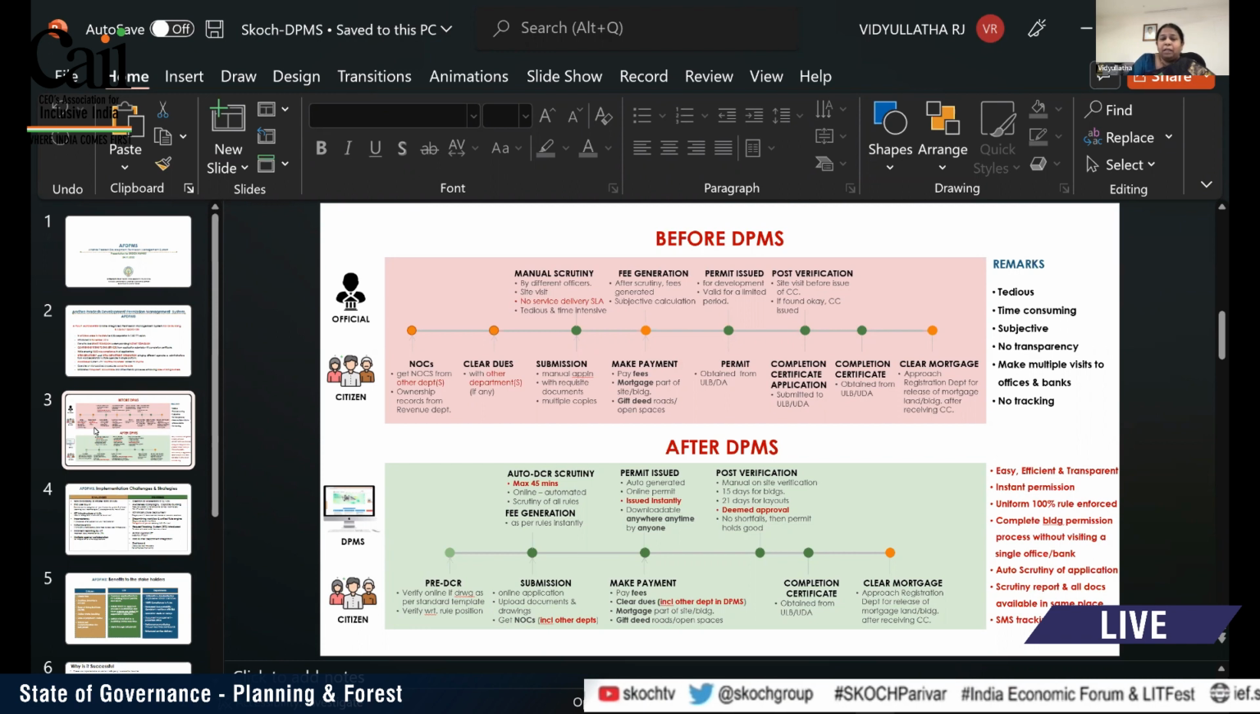So to overcome all the difficulties, we have developed the development permission system. In the present system, we have created the auto DCR scrutiny. The technical person uploads the application from anywhere to the system, and the system scrutinizes the application. If any query is there, like if the submitted plan is not as per the development regulations, then the system itself will show the error in the scrutiny.